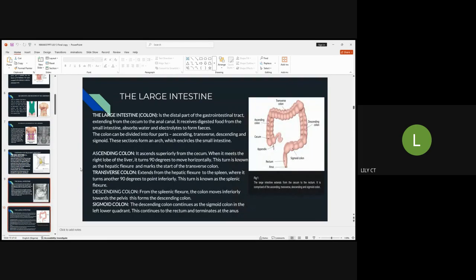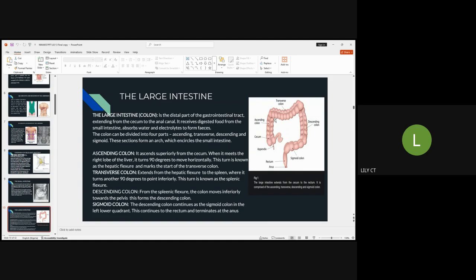Then we have the large intestine. The large intestine is the distal part of the GI tract. It extends from the cecum to the anal canal. It receives ingested food from the small intestine, where it absorbs water and electrolytes to form feces. The colon can be divided into 4 parts: the ascending colon, the transverse colon, the descending colon, and the sigmoid colon.